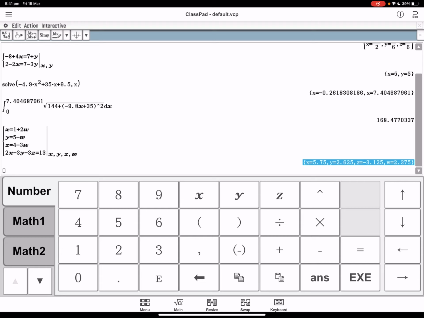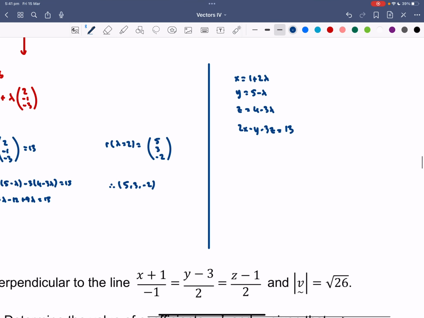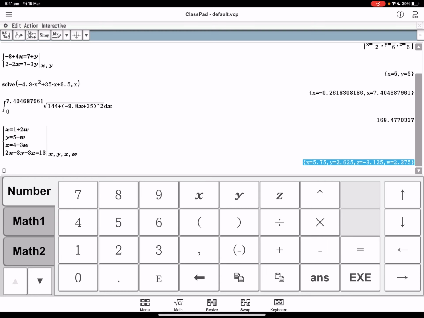Perfect. That should hopefully give us an answer, if I've typed it in right. Let's make sure I've not made a mistake. X is 1 plus 2 lambda, y is 5 take lambda, z is 4 take away 3 lambda. Yeah, that's all right. And the equation, 2x take y take 3z is 13. Perfect. And there you go.